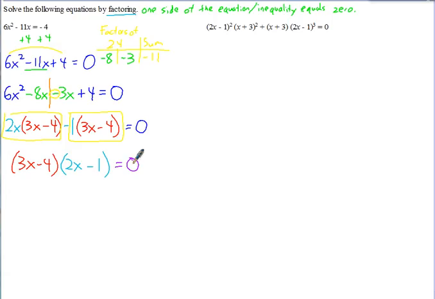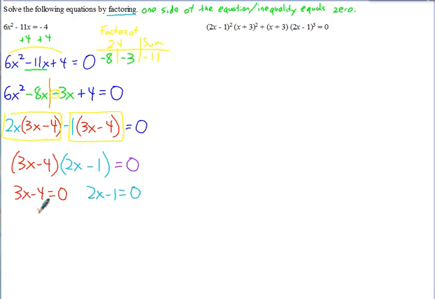When a number of factors multiply to be 0, there's something we know for certain. The only way you can multiply things and get 0 is if one of the things you're multiplying is 0, right? But we don't know necessarily which one, so it could be either one. So either this 3x minus 4 has to equal 0, that's one possibility, or the 2x minus 1 has to equal 0. And then you just solve each one of these.